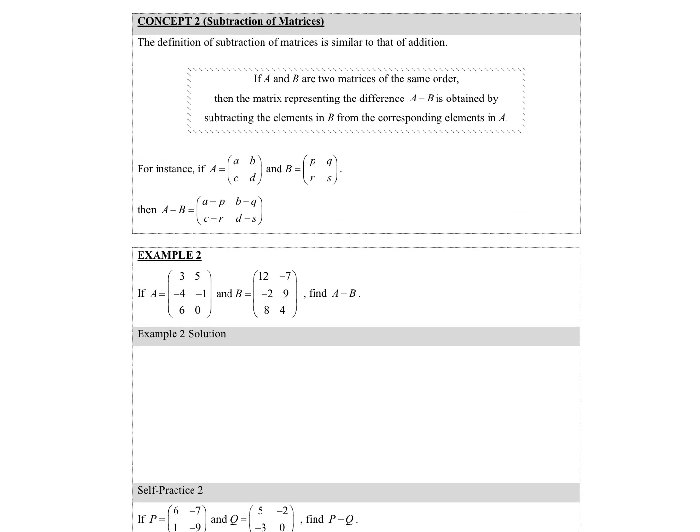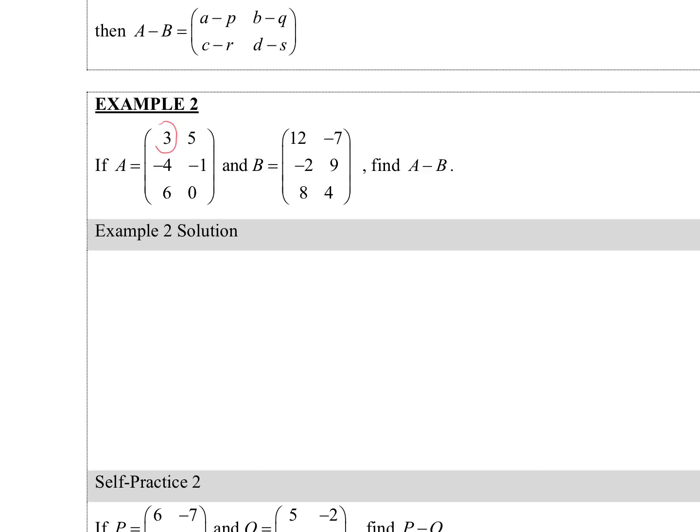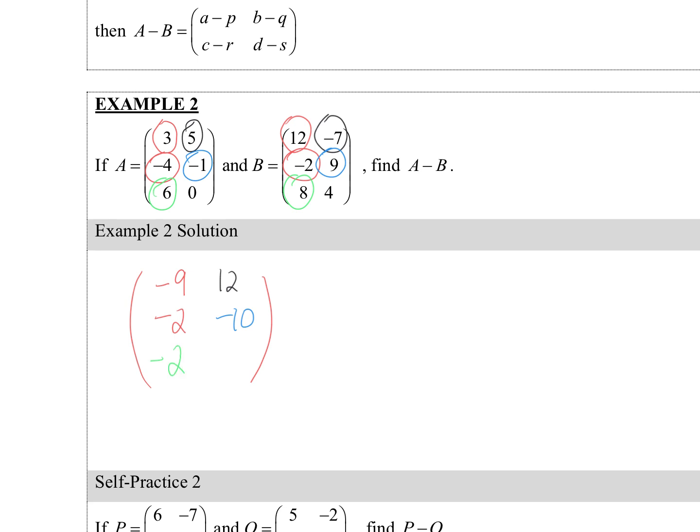Next one. Subtraction, same thing. A minus B. So you just subtract. Like that only. So this one minus this become 12. You use calculator, no problem. Minus 4 minus 2 become minus 2. Minus 1 minus 9. 6 minus 8. You press calculator, okay? 0 minus 4. That's all.